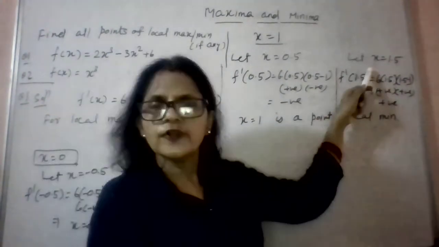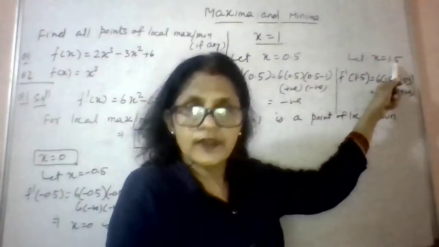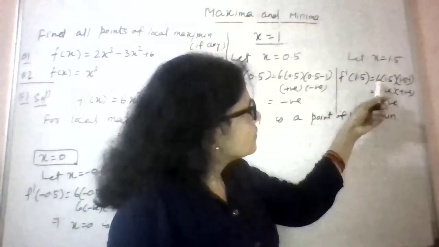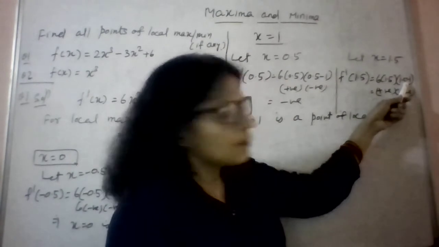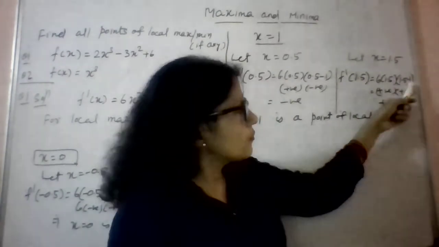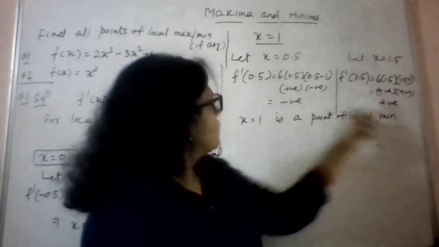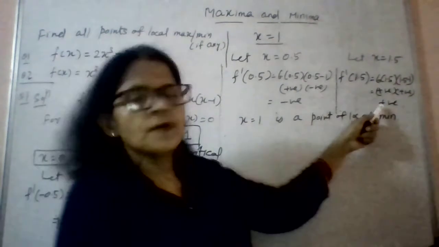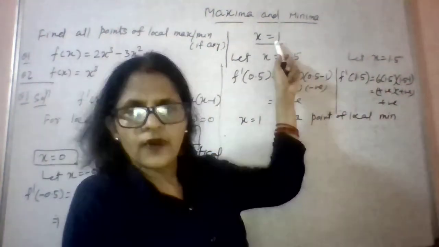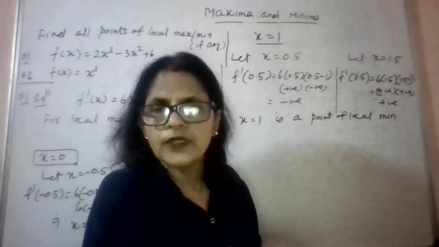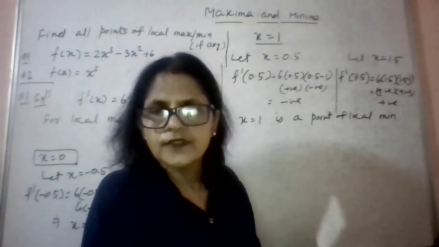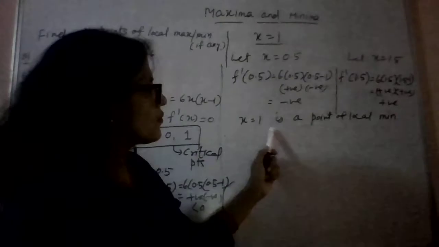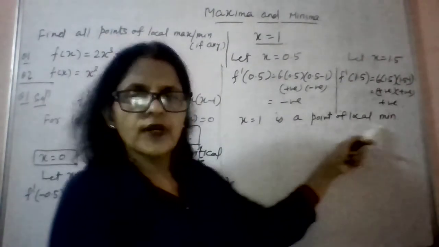Similarly, going to the right of x equal to 1. So 1.5 lies to the right of 1. So f dash 1.5 is 6 into 1.5 into 1.5 minus 1. Positive into positive. You are getting positive here. It means the sign of the derivative changes from negative to positive. So as you move from left to right of x equal to 1, the sign of f dash x changes from negative to positive. It means x equal to 1 is a point of local minimum.